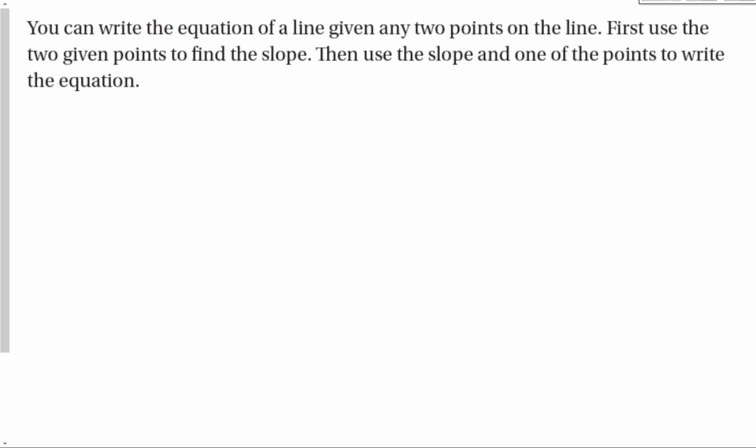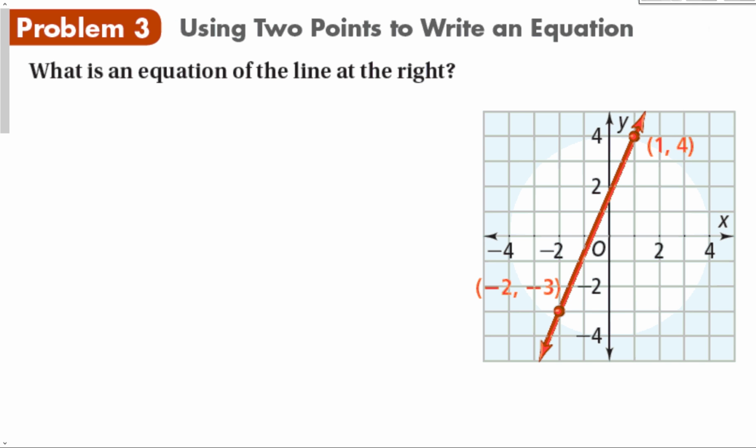We can write the equation of a line given any 2 points on the line. First, use the 2 given points to find the slope. Then, use the slope and one of the points to write the equation. So, if I look at this equation right here, if I want to use point slope form, I'm going to need to use a point and the slope. So let's use this point right here and the slope.